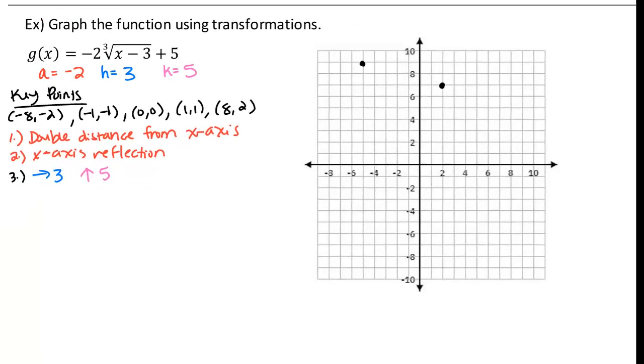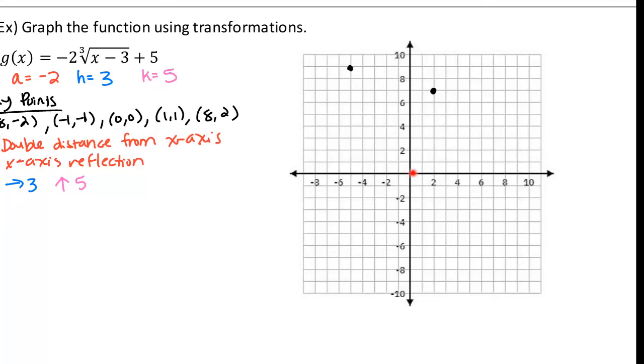Okay? All right, (0, 0). Whenever you're at the origin, the A basically cancels out. So basically all you're doing is a translation from the origin. Because if I double the distance, it's still 0, and if I flip it, it's on the x-axis, so it stays there. So we're just going to go to the right 3 and up 5. So 1, 2, 3, up 1, 2, 3, 4, 5. We end up at (3, 5).